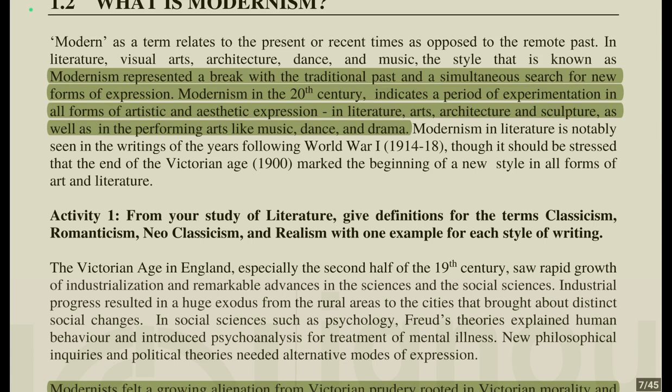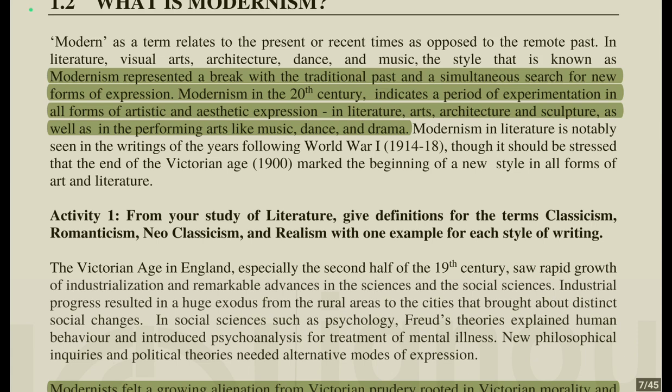So it wasn't specifically restricted to literature or restricted to writing. It was also seen in architecture as well, in dance as well, in music too. And what was modernism? Modernism represented a break with the traditional past and a simultaneous search for new forms of expression. So this doesn't exactly answer your question, what is modernism. It just gives you a basic idea of what modernism was about.